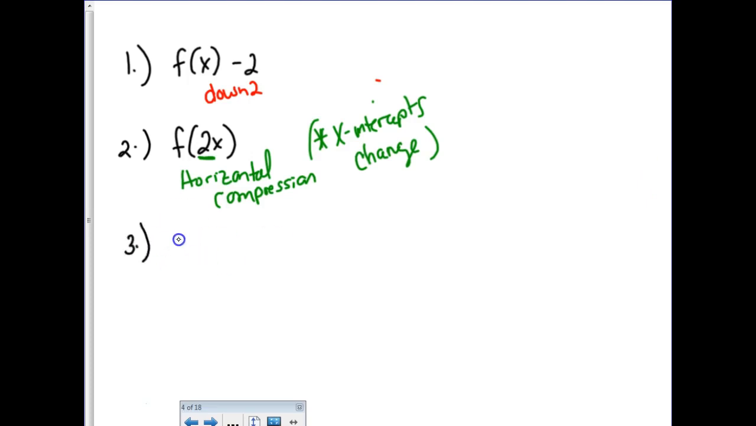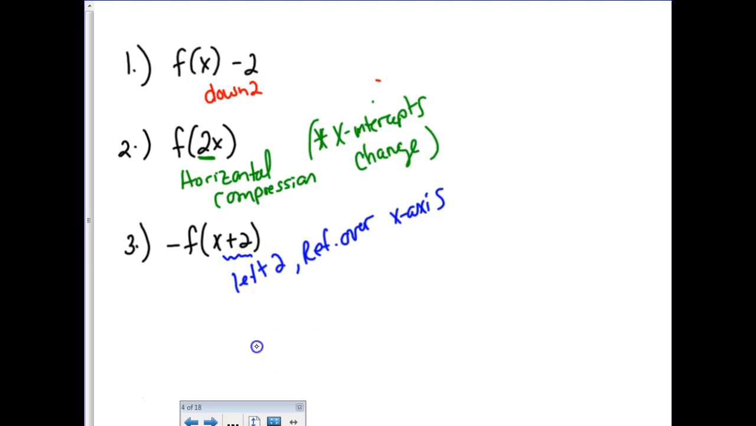All right, number 3. This one has 2 transformations on it. There's a negative in front of your function, and then they have x plus 2 inside the function. So this is a vertical movement, and this is a horizontal movement, so they don't compete against each other, but can someone just remind me what happens when you have x plus 2? That's left 2, good. And then a negative in front of your function means that you've been reflected over the x-axis. Some of you are calling that a vertical reflection. I know what you mean by that. That's fine.